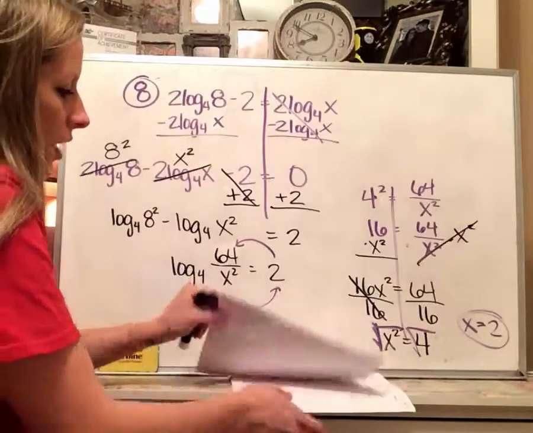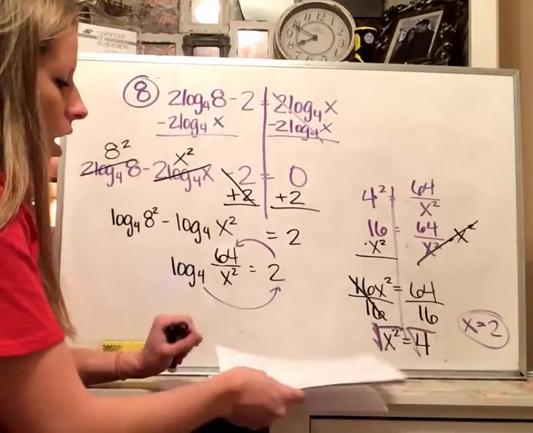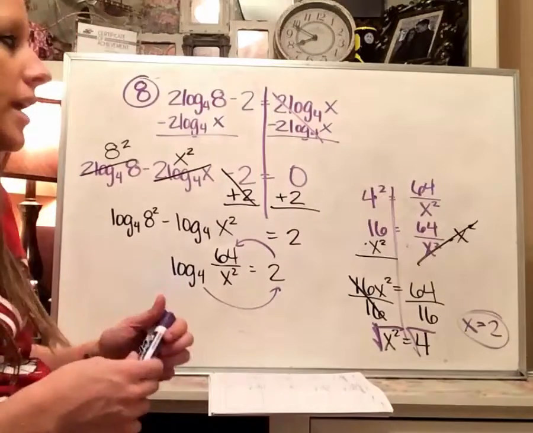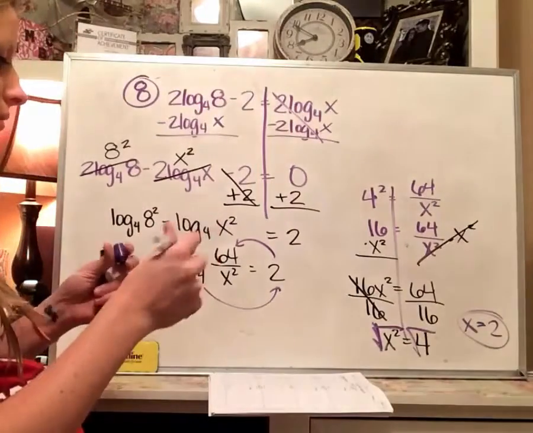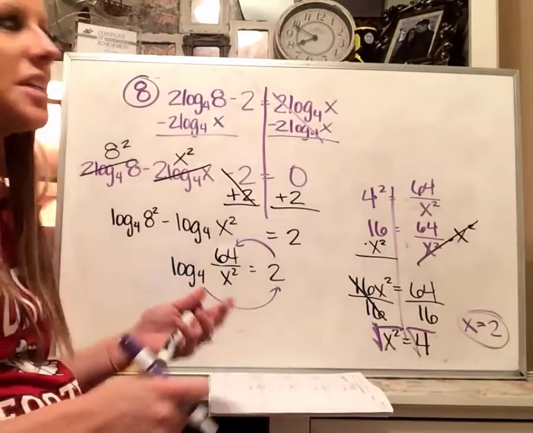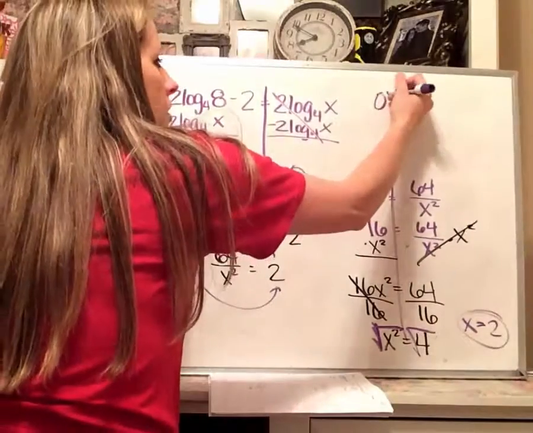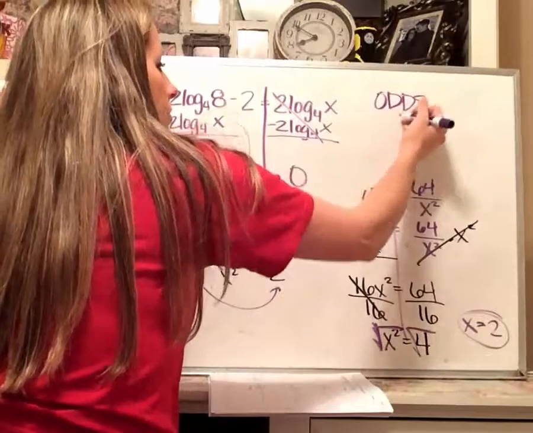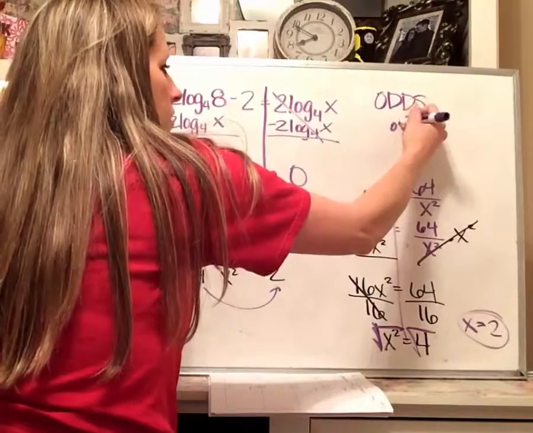On your worksheet, you're going to do odds only and omit 25. Not 25, omit 15. So odds only and omit 15.